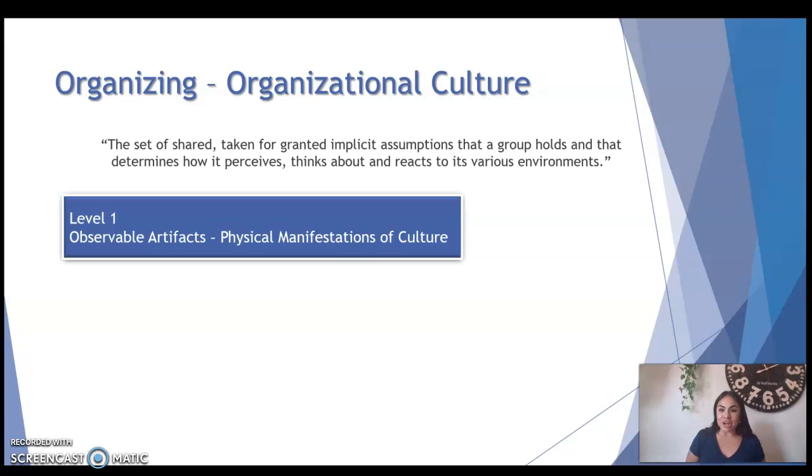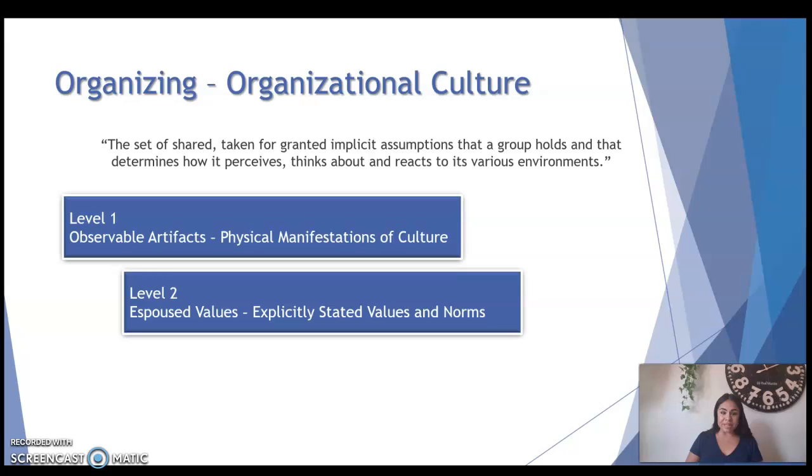So think about Target uniforms. They always have the red shirt and the khaki pants. It's so well known that when people wear a red shirt and khakis, they say, you look like you work at Target. That is an observable artifact of Target.